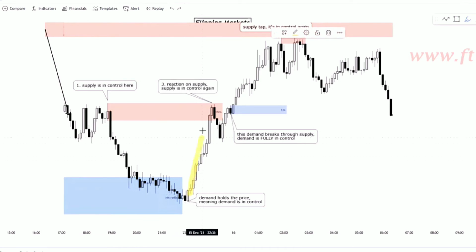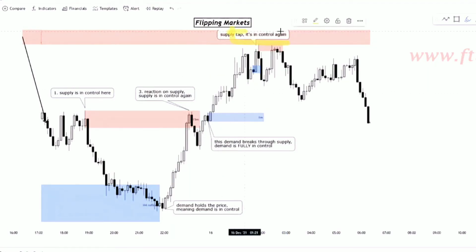Okay, as you can see, demand was partly in control, reacted on this supply zone, had a rejection, which means supply took over control from demand again. After this, price broke through this supply zone and created a demand zone that did a supply breaking movement. This means demand is fully in control now. But we have a supply zone up here, which was the extreme of the move because it started the whole bearish order flow. And the price actually tapped this supply zone, which means supply took over control from demand again.